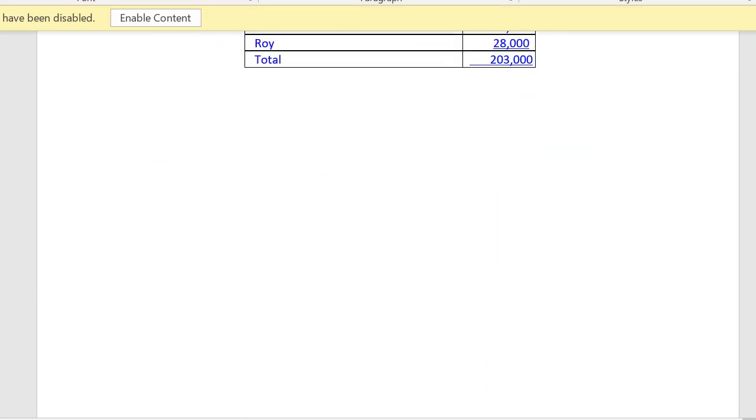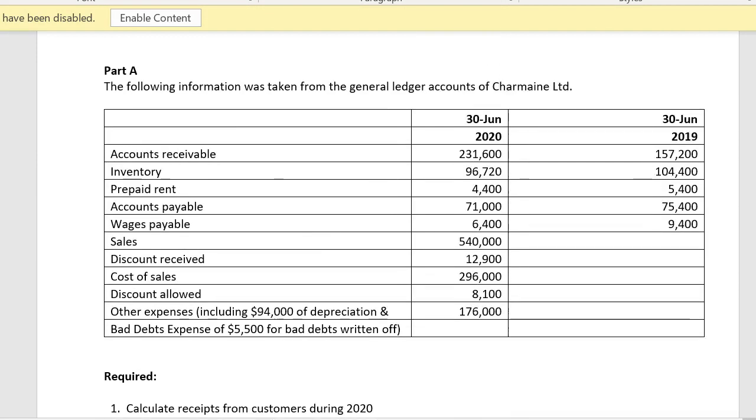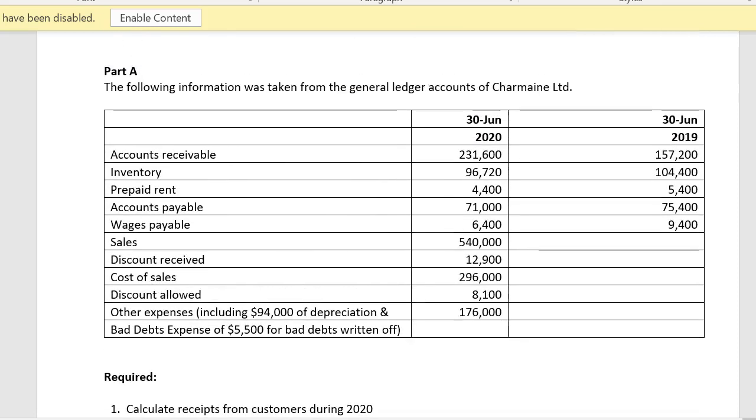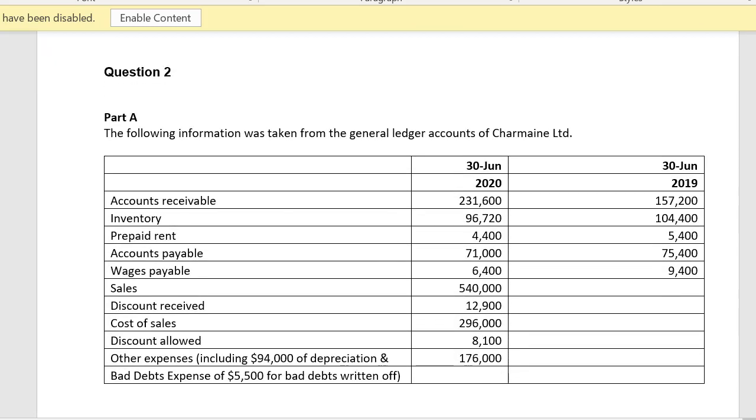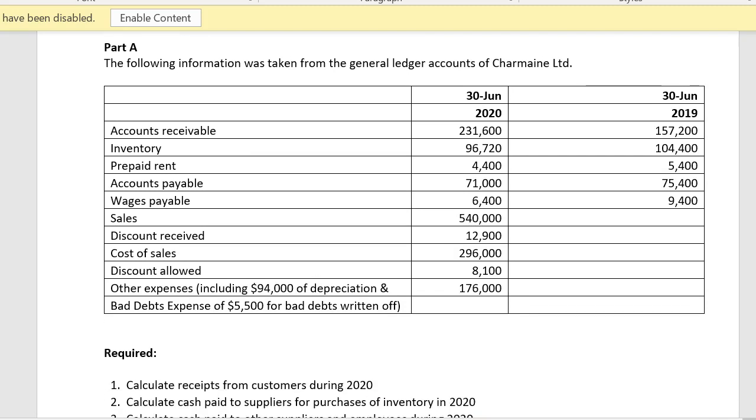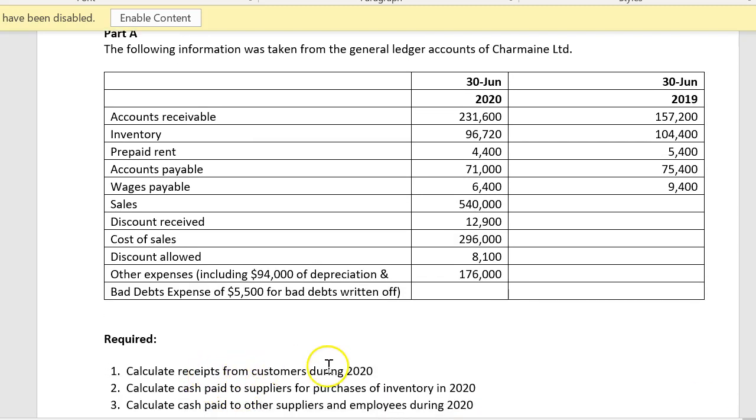All right, guys, so let's start with question number 2. Question number 2 is on cash flow statements. Question number 2, part A, you're asked to calculate the 3 operating cash flow items. So what are the 3 operating cash flow items here? You have cash receipts from customers, cash payments to suppliers for inventory purchases, and cash payments for other services and employees.